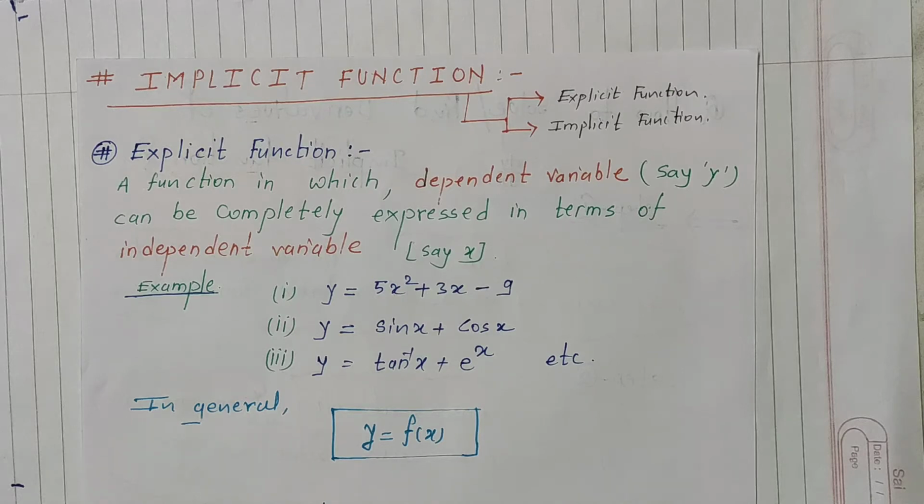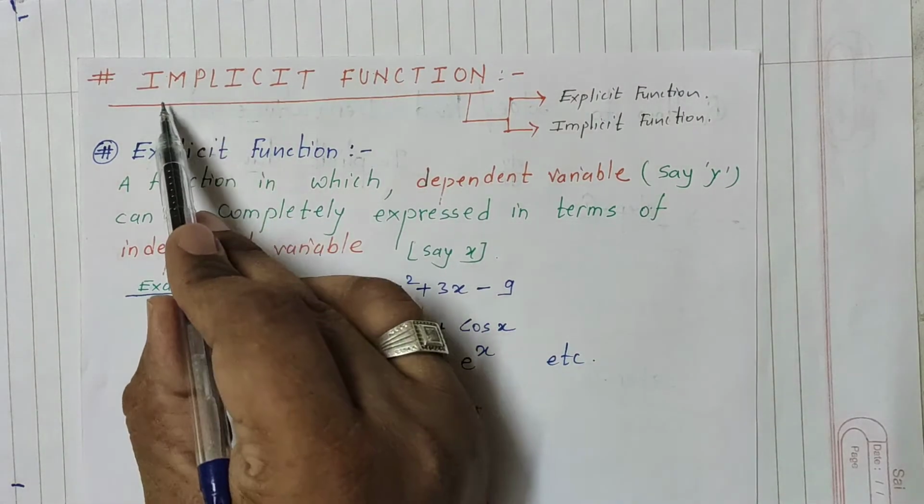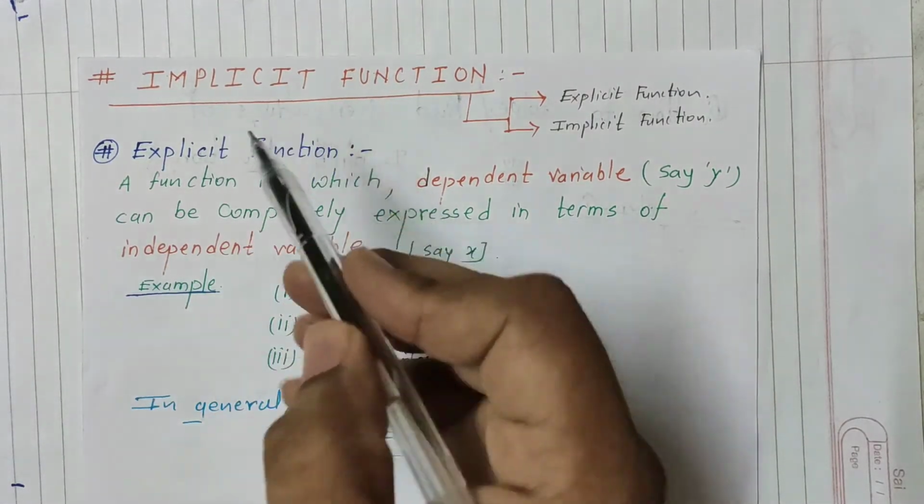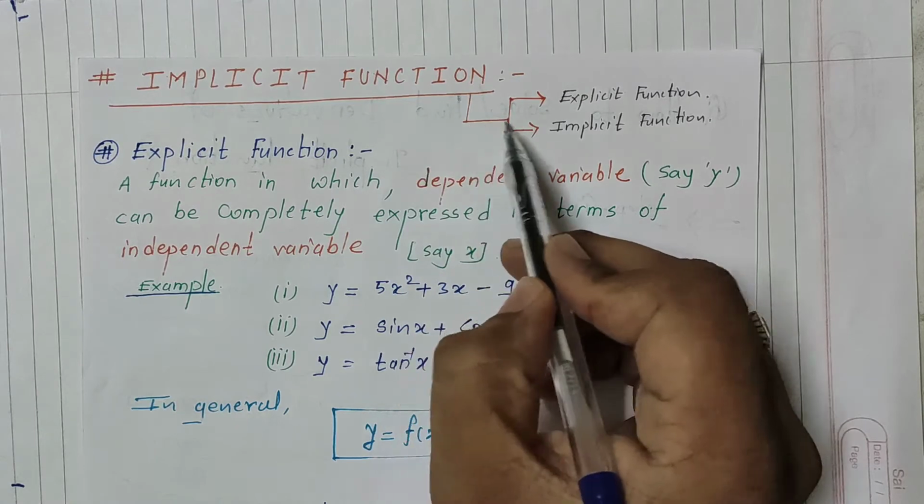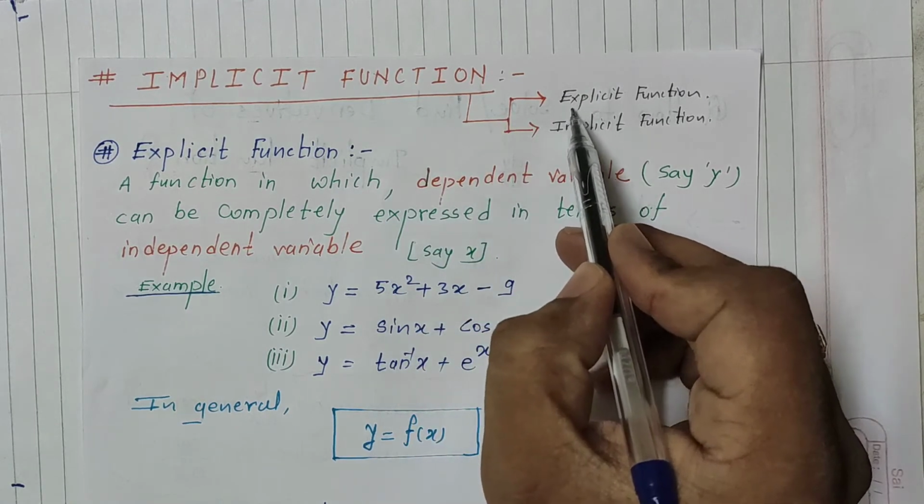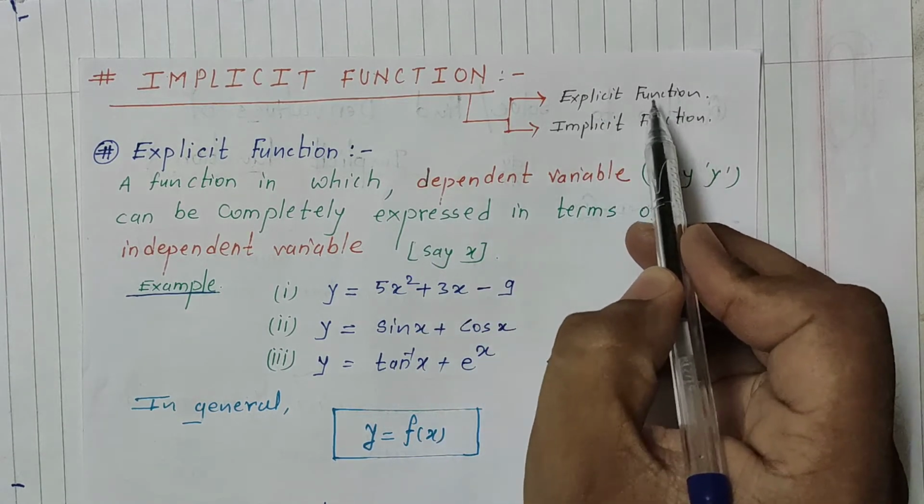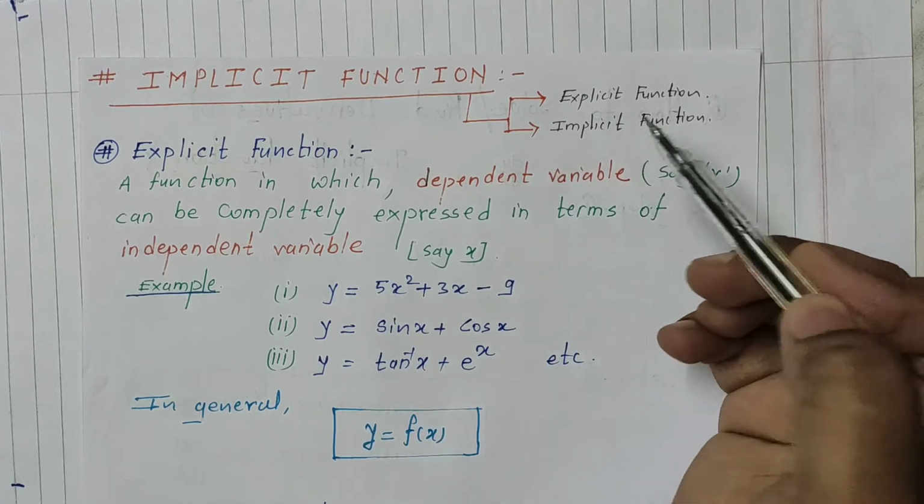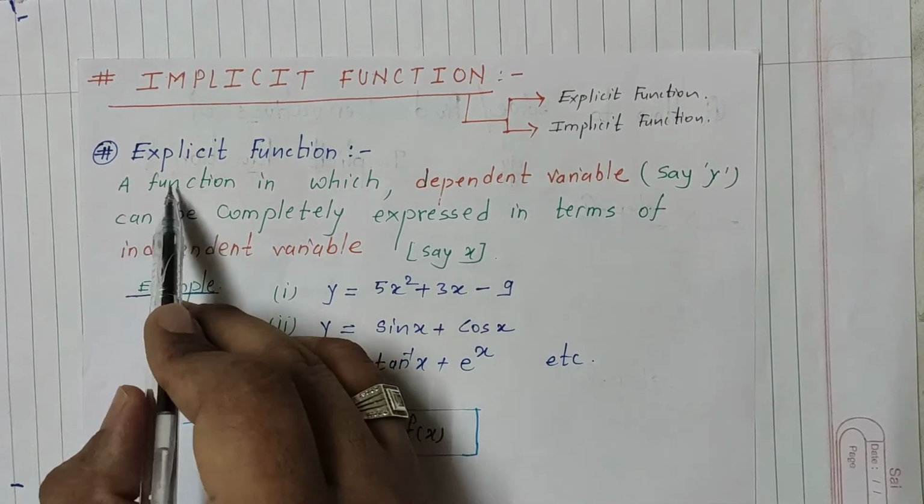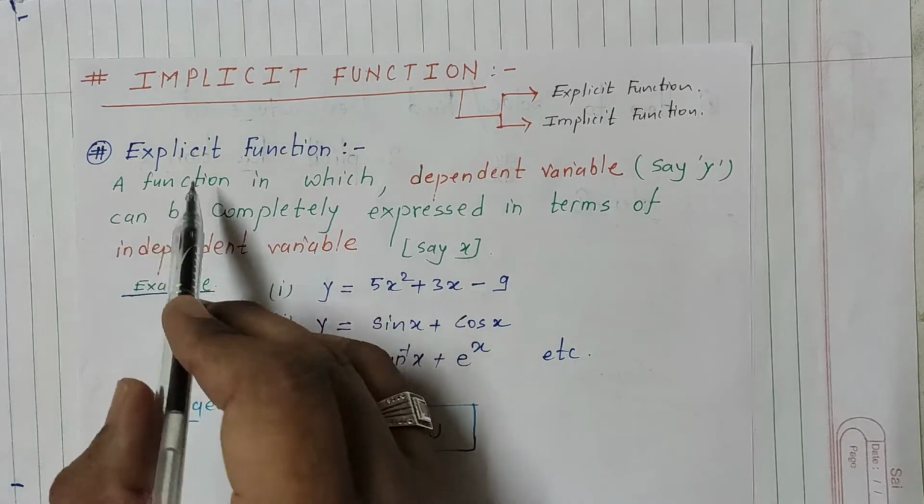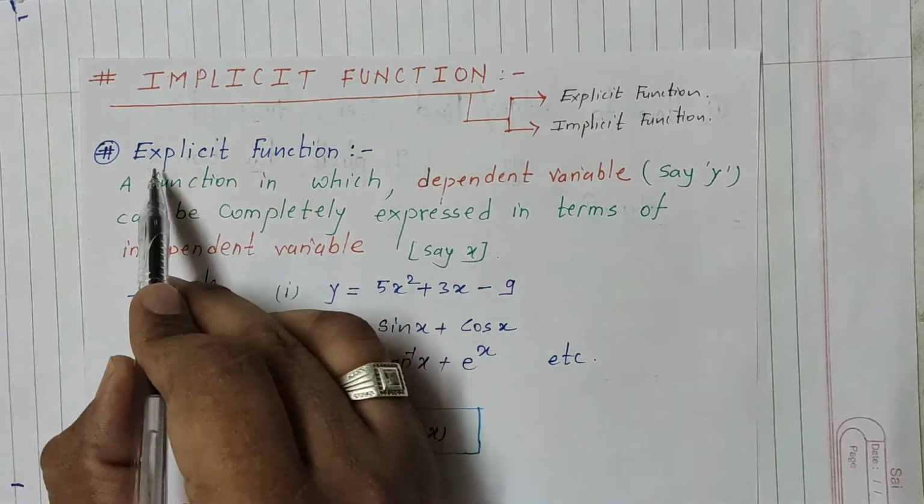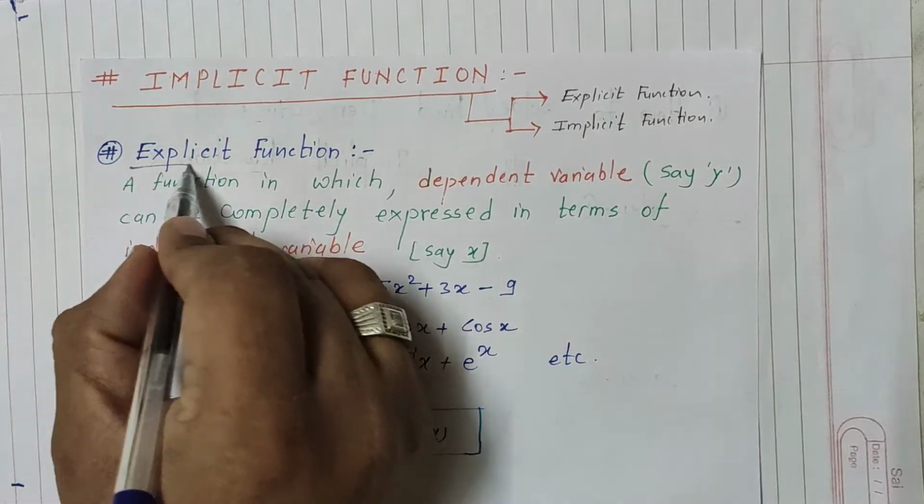In this section, we learn implicit function because we want to find derivatives of implicit function. So first we understand two types of function, explicit function and implicit function. The first function we already learned. This function is called an explicit function. What is meant by explicit function?